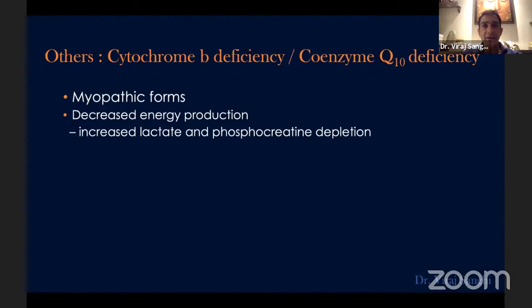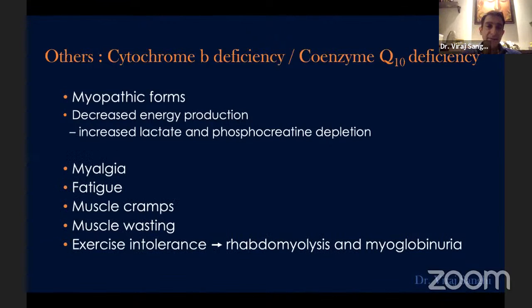Now, there are other disorders as well that you should keep in mind for the myopathies. These are cytochrome B deficiency or a coenzyme Q10 deficiency. They can present with predominant myopathic forms. And this usually is because of decreased energy production. Both cytochrome B as well as coenzyme Q10 play important roles in energy production, and there is resultant increase in lactate as well as depletion of phosphocreatine.